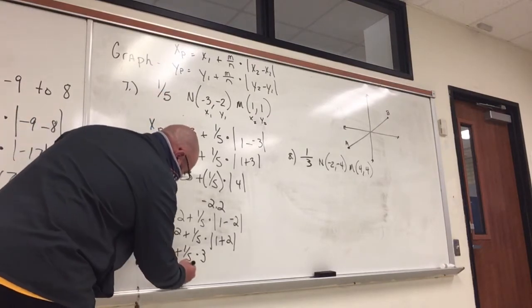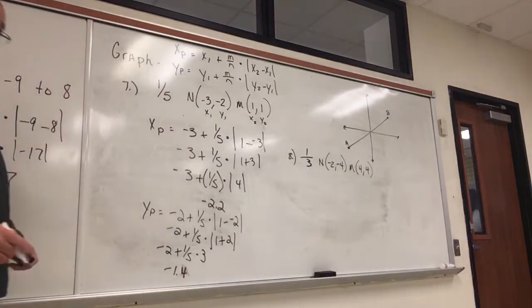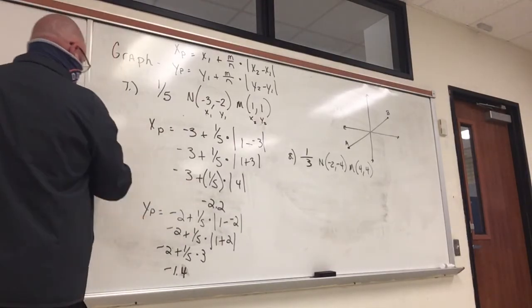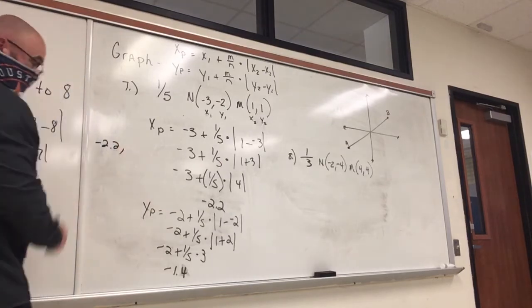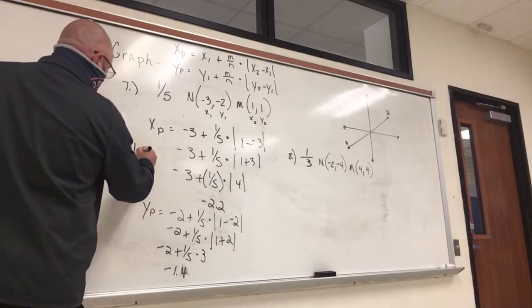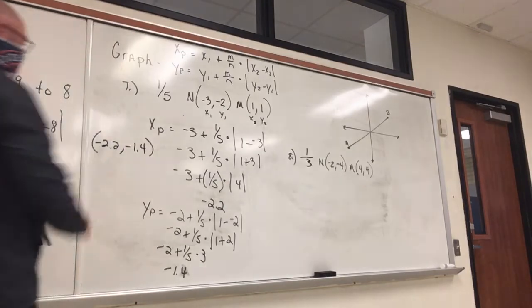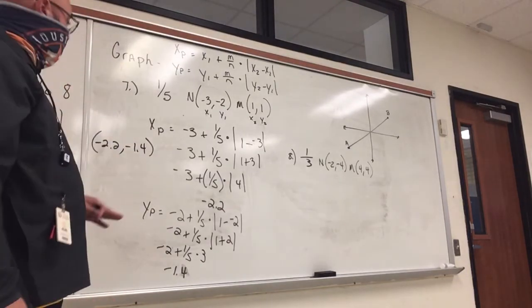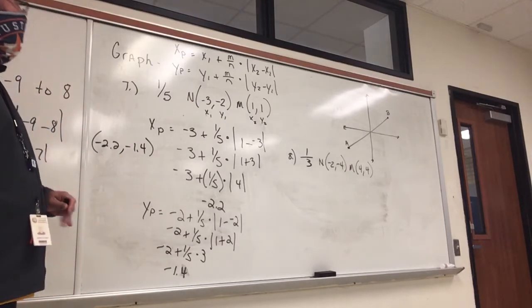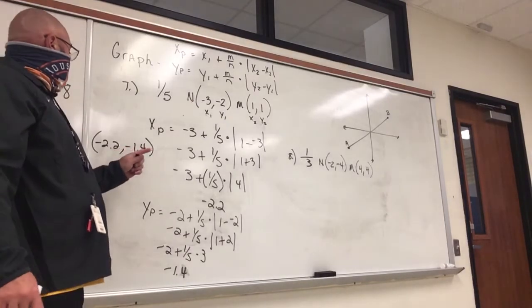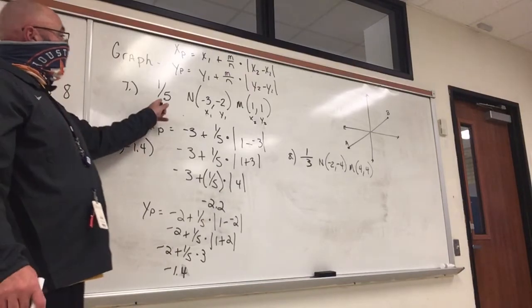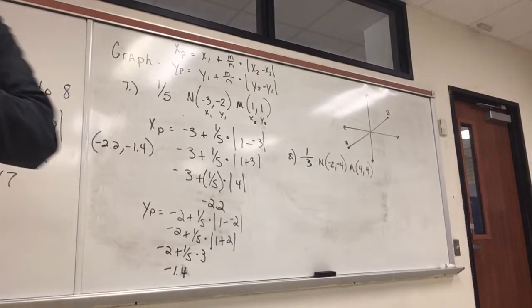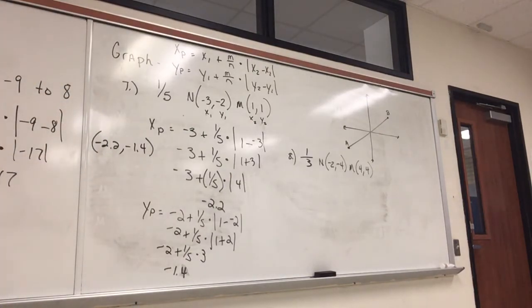Alright, so what does that mean? That means this. My answer is negative 2.2, comma, negative 1.4, and I put that in parentheses. So my answer to number 7 today is negative 2.2, negative 1.4. That means that this point here is 1/5 the distance between these 2 points here. That's what that means. Okay?